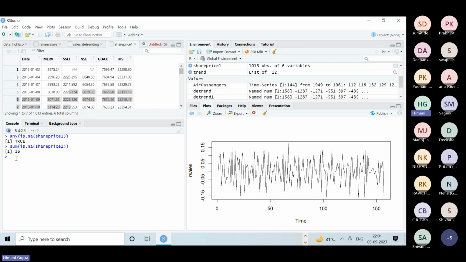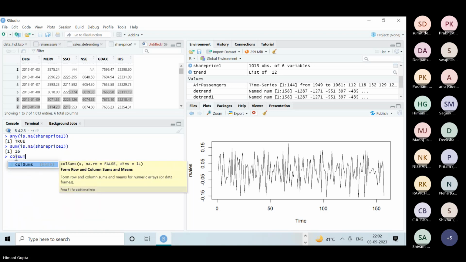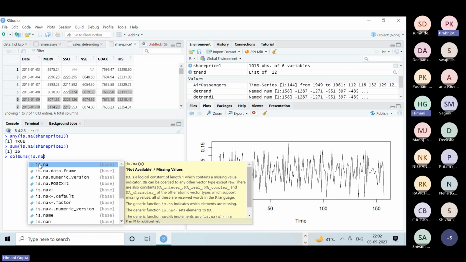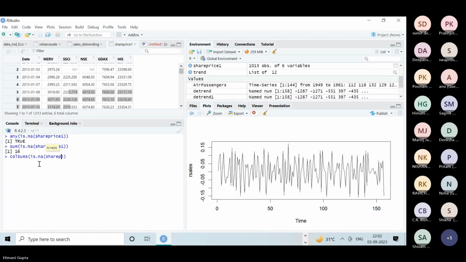So first of all, let me ask R how many rows there are where an NA term is there. Or you can say, how many columns are there where an NA term is there. If you want to see the columns, just write colSums. The command is the same, is.na, and then your share price 1.